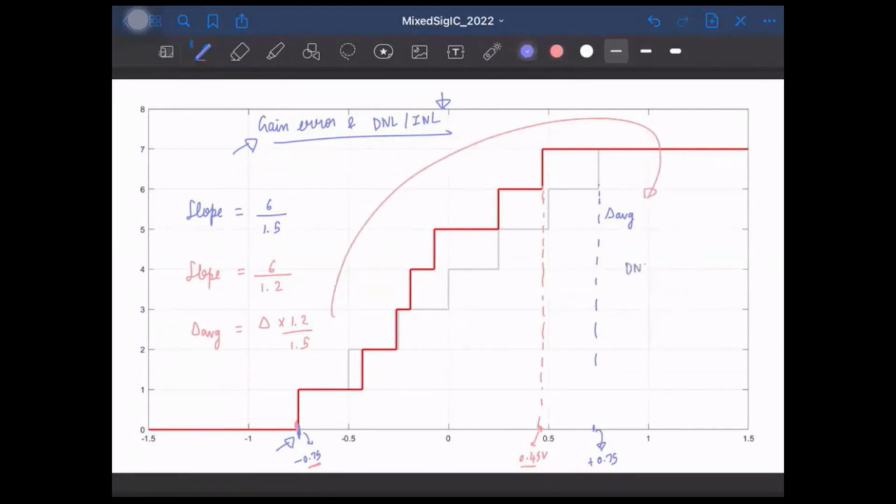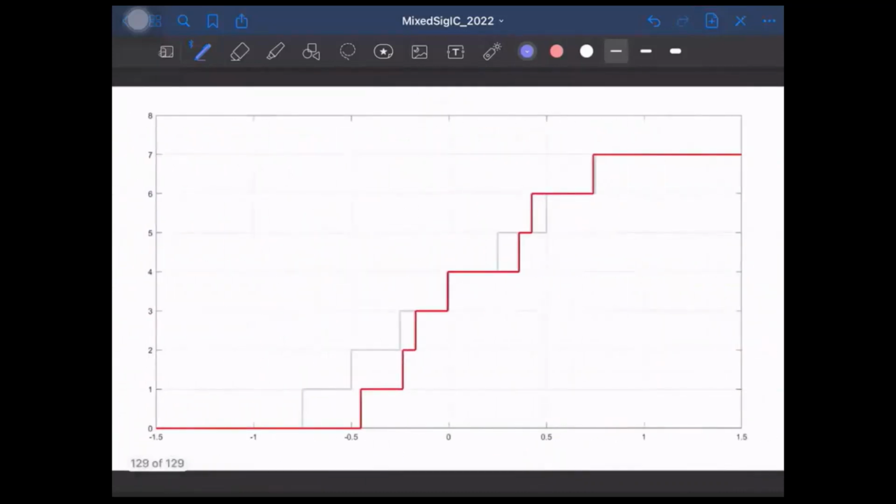So then you can find the DNL as Vk plus 1 minus Vk minus this delta average, by delta average. Okay, so many LSBs. That's how you find the DNL. Okay. And of course, in real life, you will have a combination of all, right? So in this curve, we have offset error, gain error, as well as non-uniform code bits. So we have all of them.